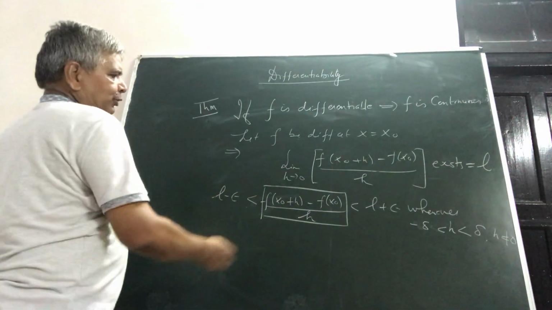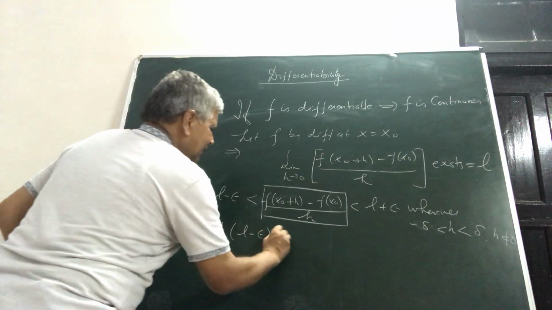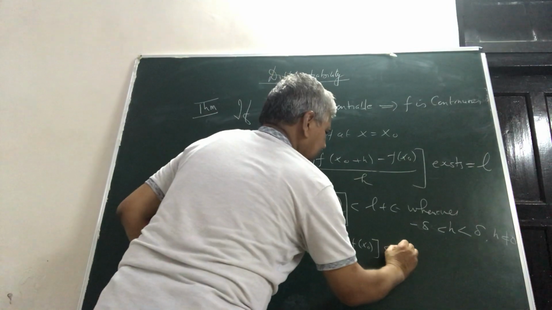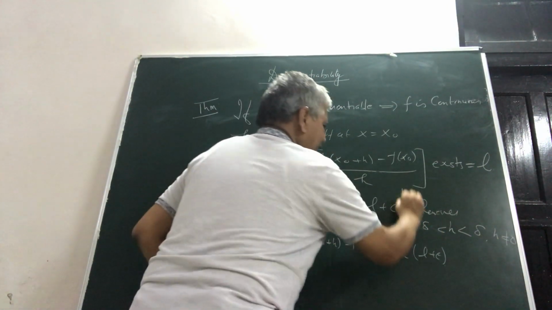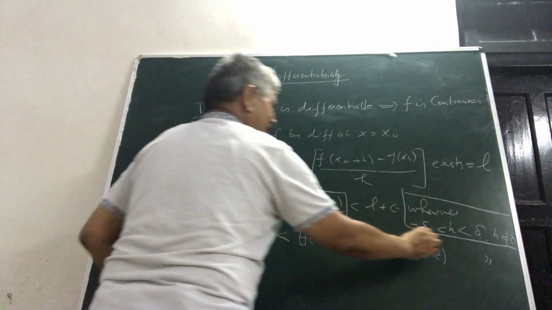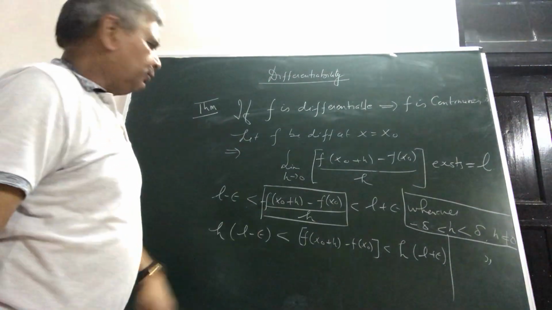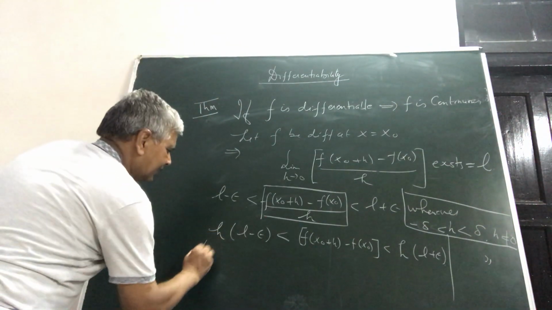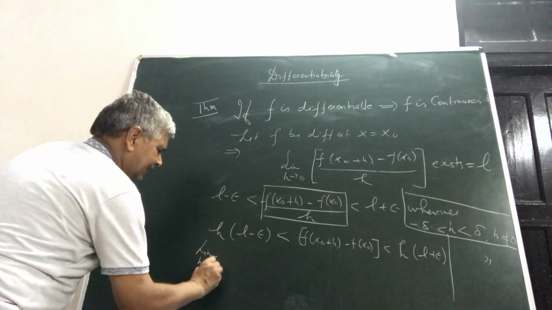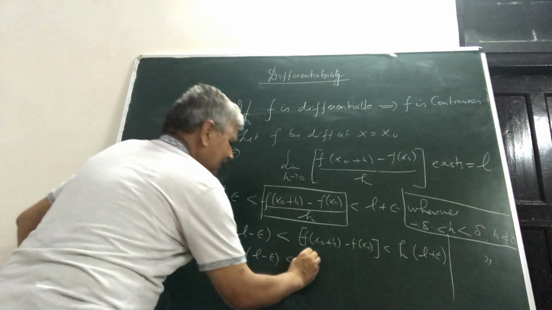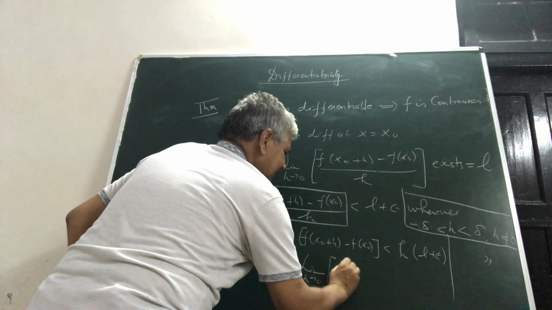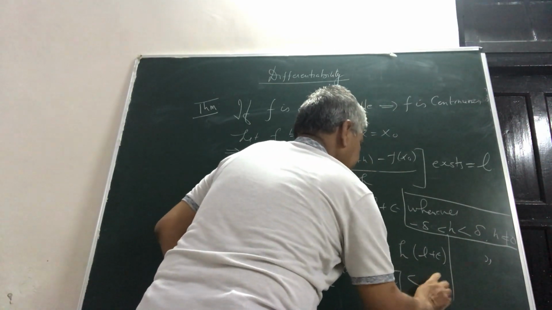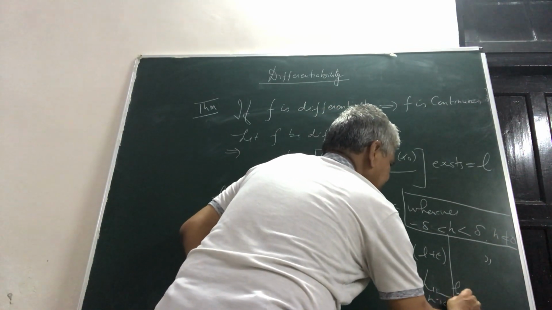Now with this understanding, let us multiply by h. So we get h(L minus epsilon) is less than f(x naught plus h) minus f(x naught), which is less than h(L plus epsilon), whenever this is happening. Now let h tend towards 0 and calculate the limit of these inequalities. The limit as h tends to 0 of h(L minus epsilon) is less than the limit as h tends to 0 of f(x naught plus h) minus f(x naught), which is less than the limit as h tends to 0 of h(L plus epsilon).